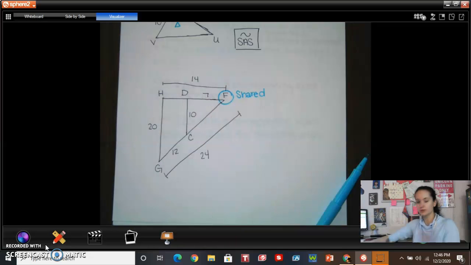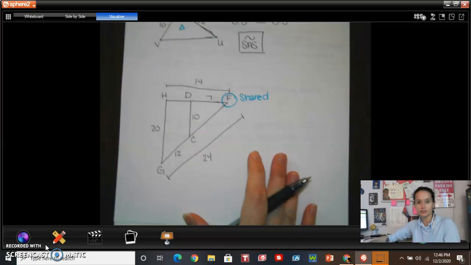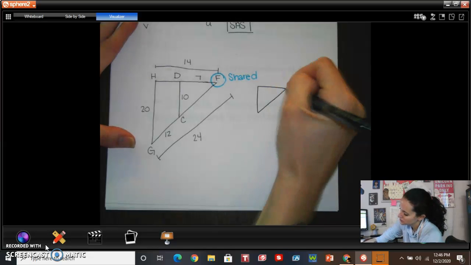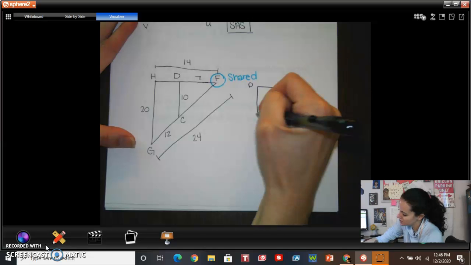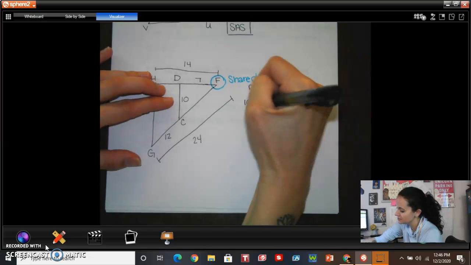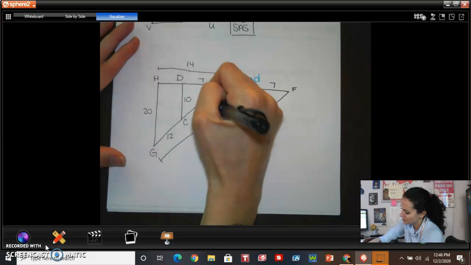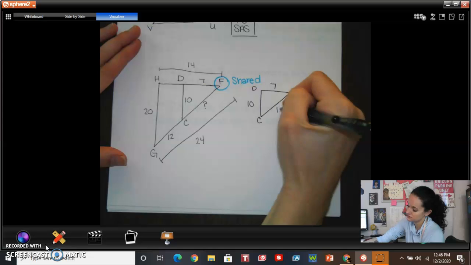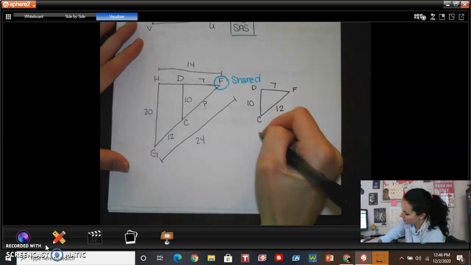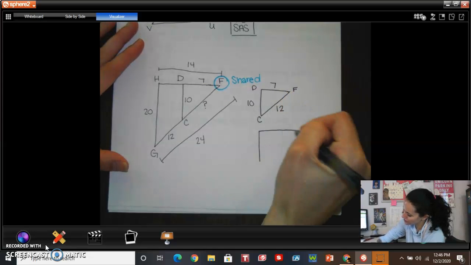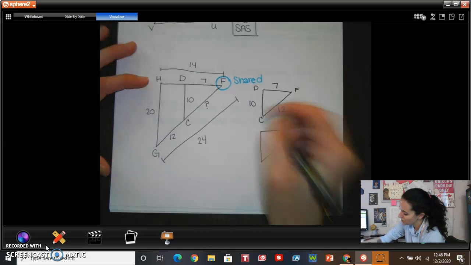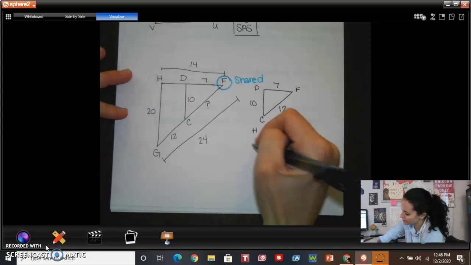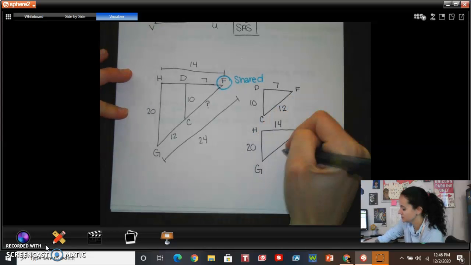Just like before, what always helps me is to be able to draw the two triangles. So we have triangle DFC. Let's see, we got a length of 10, 7. And to find this, we're going to do 24 minus 12, which is just 12. All right, and then we have triangle HFG, which we have 20, 14, and 24.